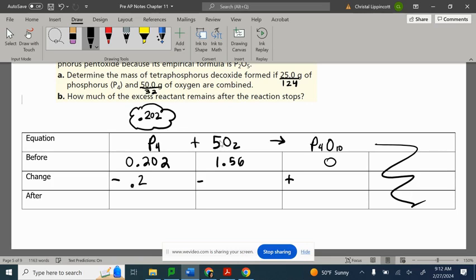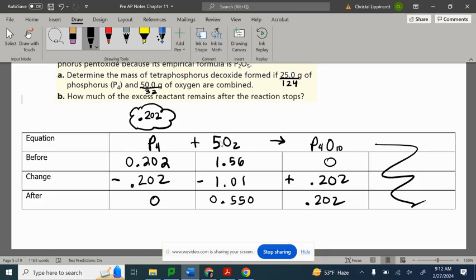So 0.202 here. Uh, 1.01 here and 0.202 here. So I don't have any of this left over. This, I'm going to have 0.55, 0. Here, I'm going to be making 0.202.